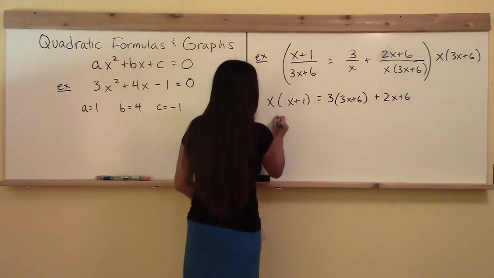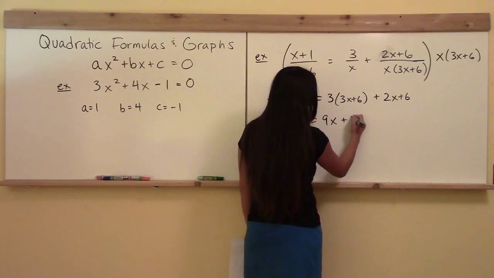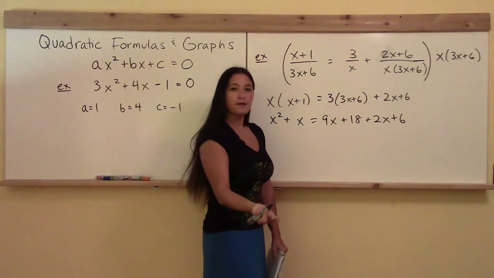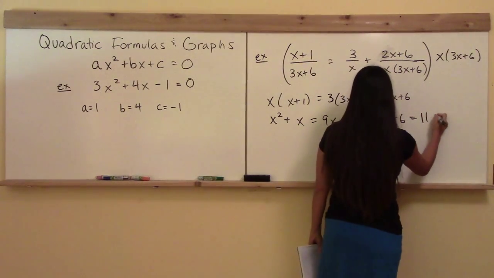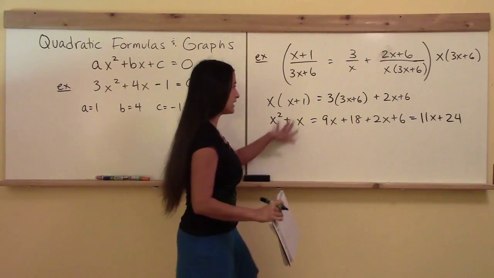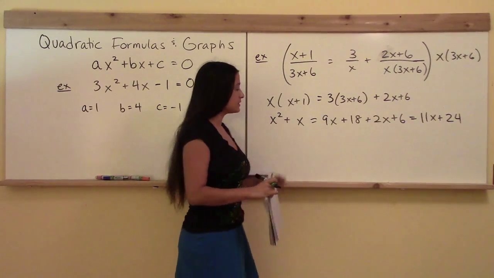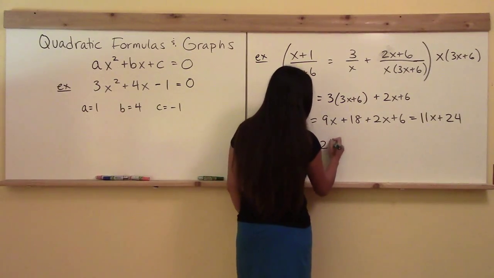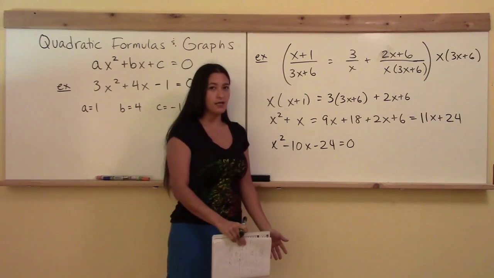Let's keep going. Here we have x squared plus x equals 9x plus 18 plus 2x plus 6. Keep going with it. Combine all the terms on this side to get 11x plus 24. So now x squared plus x equals 11x plus 24. Then bring both of those terms over to this side to get x squared minus 10x minus 24 is equal to 0. Does that look quadratic?